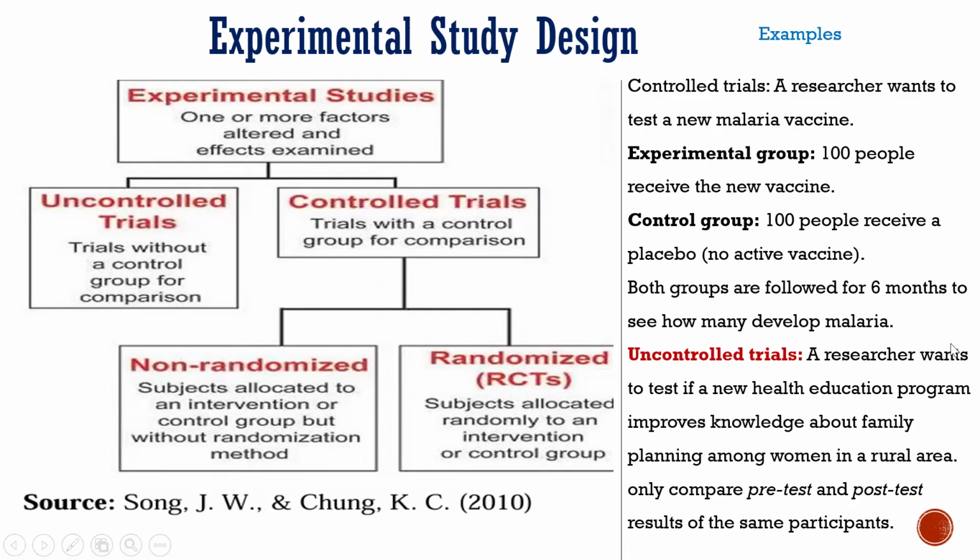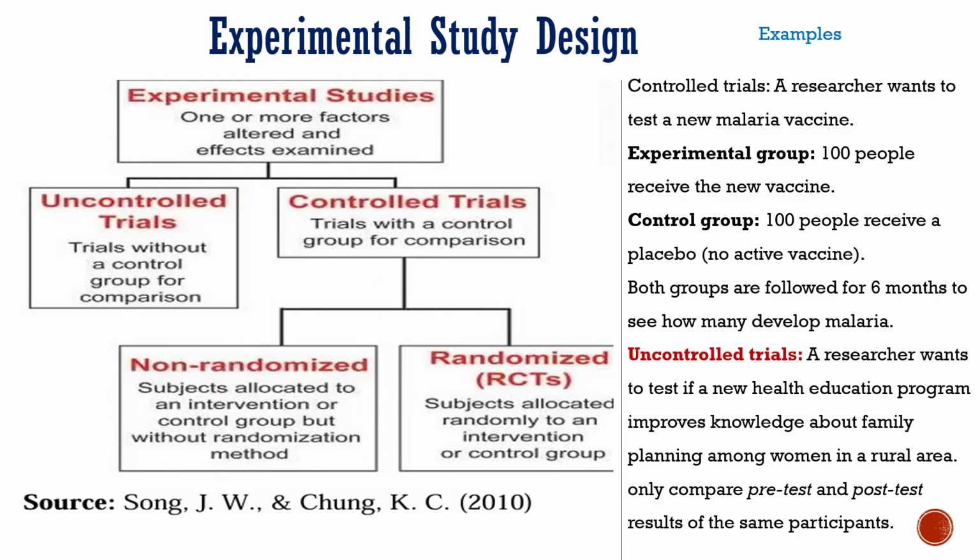The researcher wants to test if a new health education program improves knowledge about family planning among women in a rural setting. Let's say, for instance, you want to teach about family planning among women of reproductive age in an IDP camp. When you're carrying out an uncontrolled trial, you don't even need a control group, another group that you do not teach. We are just carrying it out using one group, the experimental group.